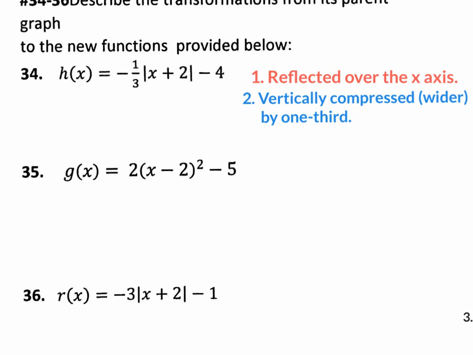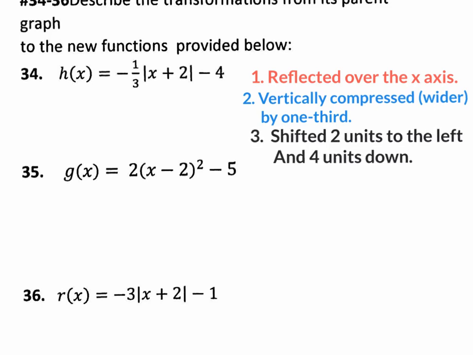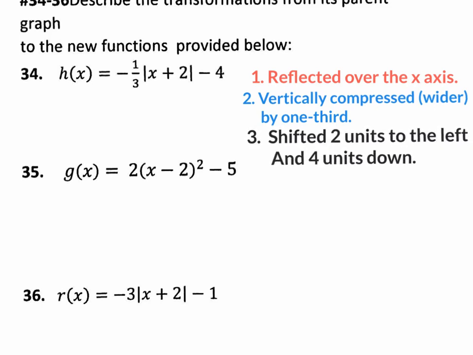And my final transformation is according to the h and k, and that's what we call our shifts, or you could say translations as well. So I want to go with the word shifts. So the third thing is that it gets shifted 2 units to the left and 4 units down. Again, you think opposite, so that's really thinking -2. So you're going to be going 2 to the left and 4 units down. So you guys could do the same for 35 and 36.